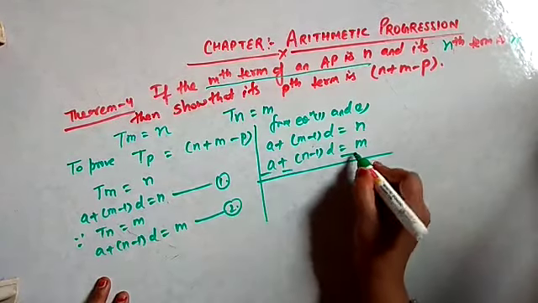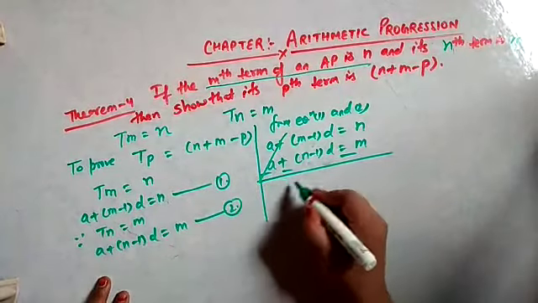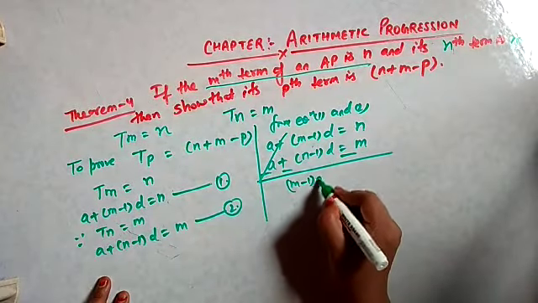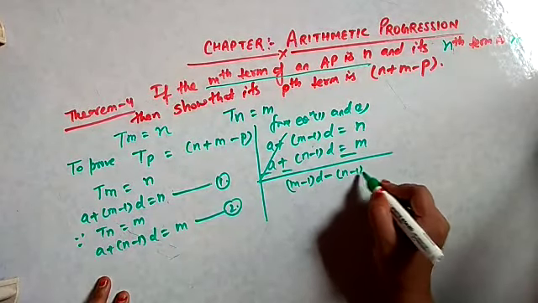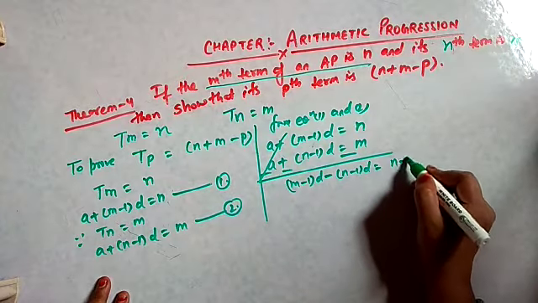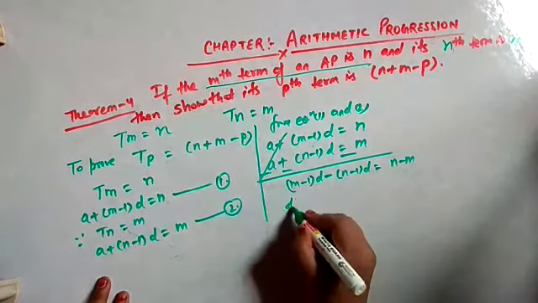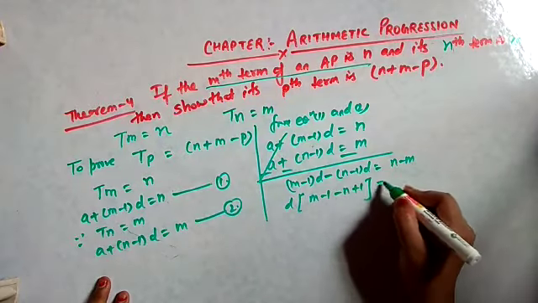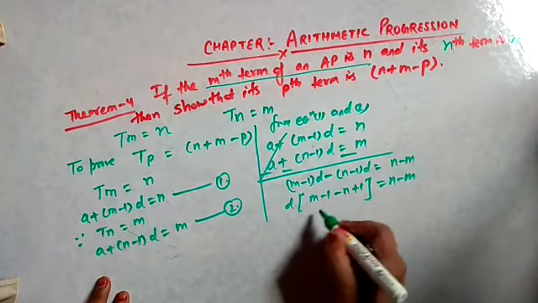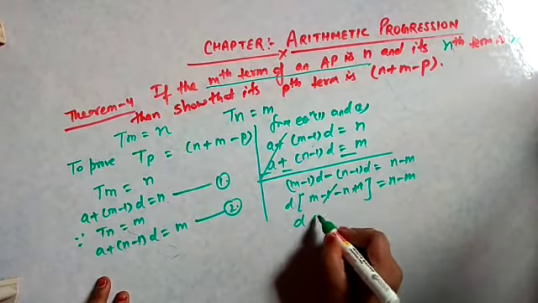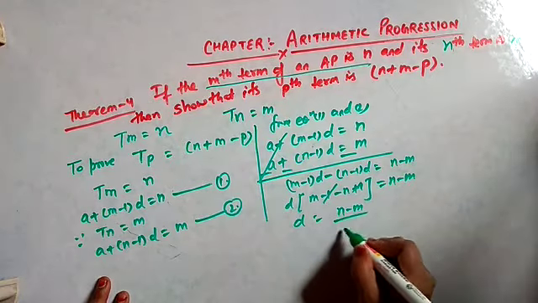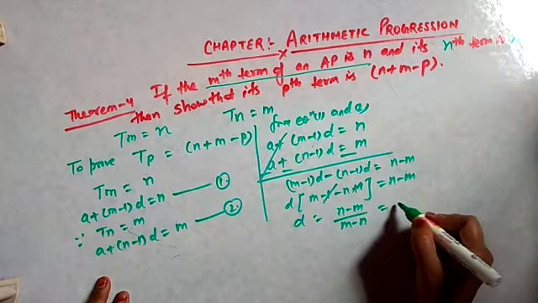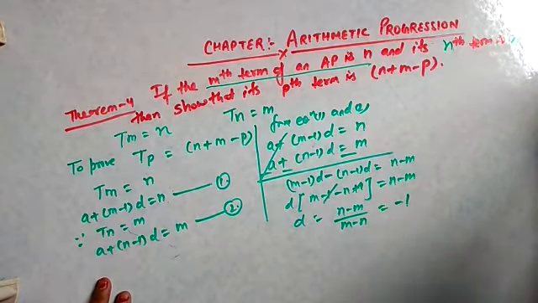Subtract it, the a gets cancelled out. (m minus 1) into d minus (n minus 1) into d equals n minus m. Take d common, (m minus 1 minus n plus 1) equals n minus m. This 1 cancels. d equals (n minus m) by (m minus n), you will get minus 1.